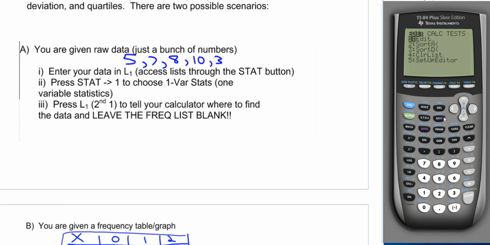I cannot stress that enough, because it is super important. I have seen so many people get something wrong because they left that. A lot of times your calculator leaves L2 there. Don't do that.